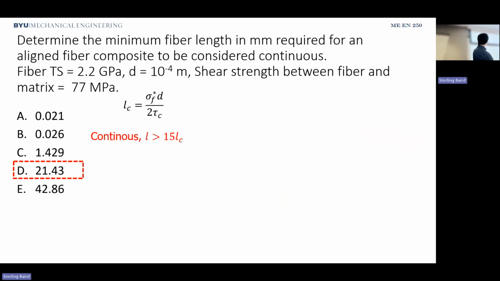So on this one, what are we solving for, in terms of the equation here? Fiber length. We're given D here, so that's our 10 to the -4th. We're given shear strength, tau sub C, between the fiber and the matrix, 77. And then sigma F star. What's our sigma F star?